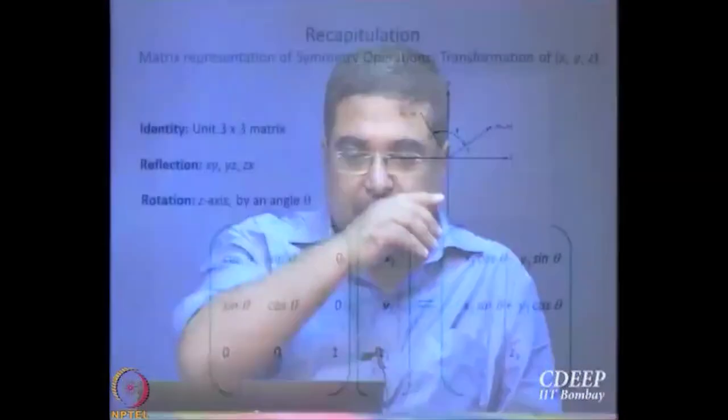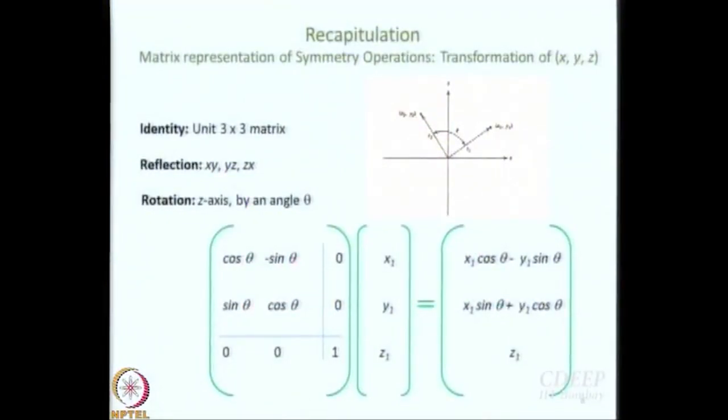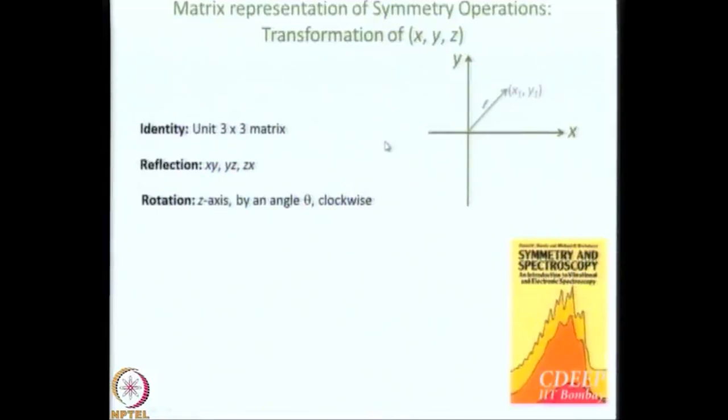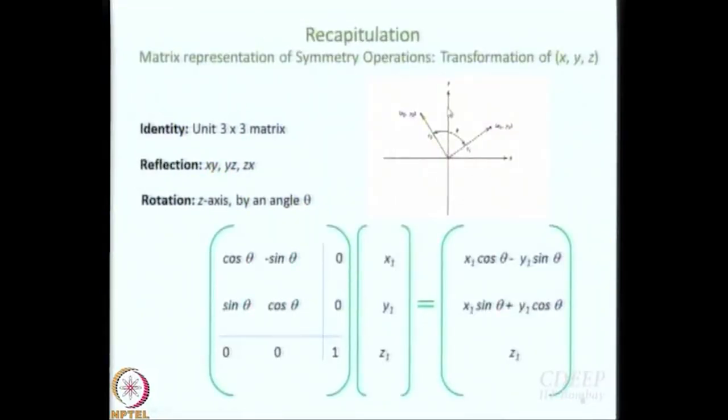Right. Now, next I think we finished with rotation, and we have talked about rotation by an angle theta, and the way I have drawn it here, it is anti-clockwise, isn't it? This is x1, y1, this is x2, y2, right? Anticlockwise, and we said that the matrix that you get for that is cos theta, minus sin theta, 0; sin theta, cos theta, 0; 0, 0, 1, because x1 becomes x1 cos theta minus y1 sin theta, y1 becomes x1 sin theta plus y1 cos theta, and z1 remains z1, okay? We are considering z1 to be the rotational axis anyway.